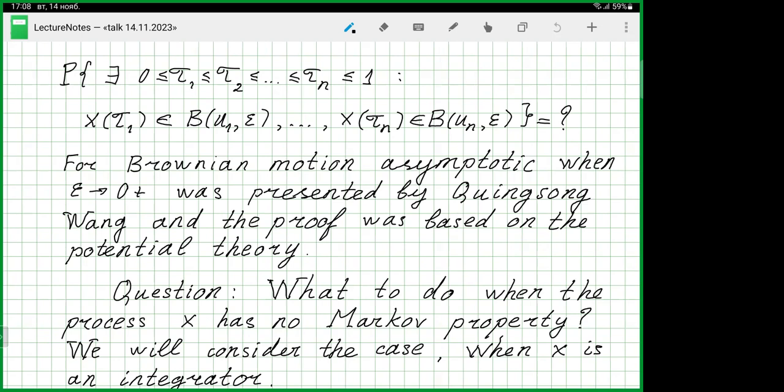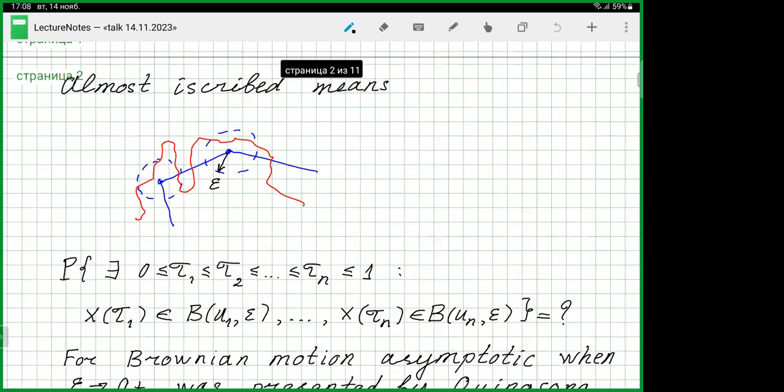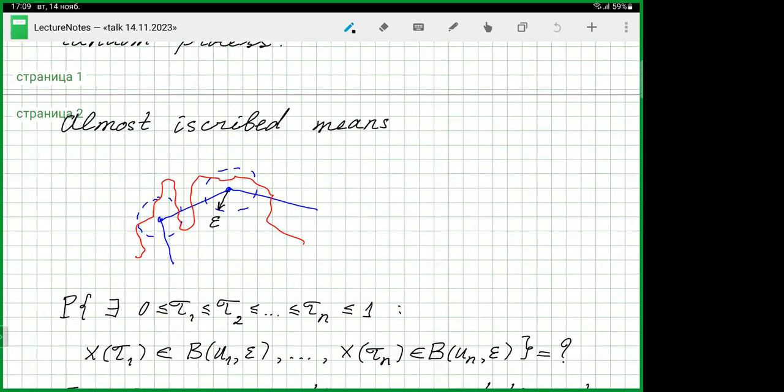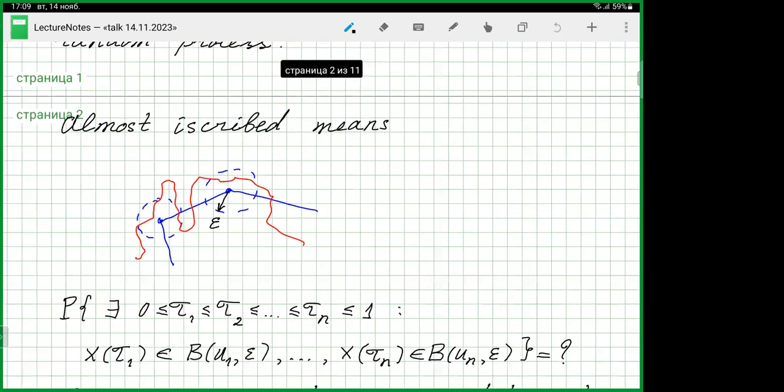Is n fixed, Andrey Anatolyevich? Yeah, n is fixed, and we send epsilon to 0. Yes, it was the idea because, you see, let us come to the picture again. It reflects that when epsilon tends to 0, then we can say that our polygonal line is almost inscribed in the trajectory, that it is approximated by the trajectory. Yes, so we were looking for such asymptotics in the talk of Kingston, which I mentioned.